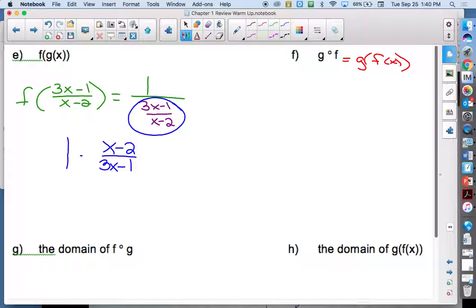So this would become 1. If there was a 5 up there, it would be 5 times the reciprocal of the denominator, flipping it over. And then when you take 1 times anything, it stays the same. So (x minus 2) over (3x minus 1).